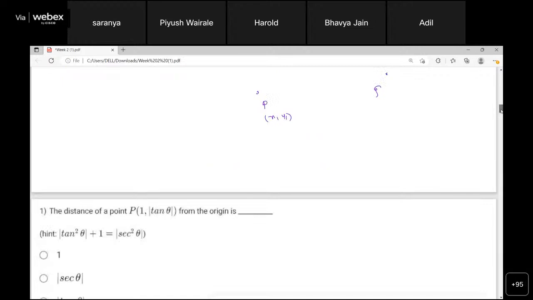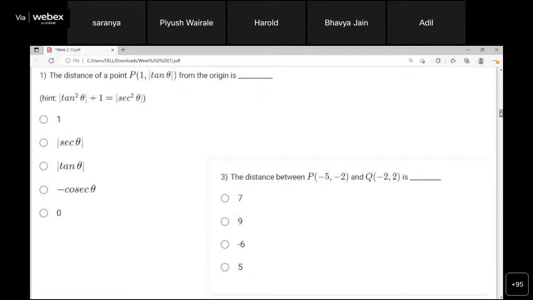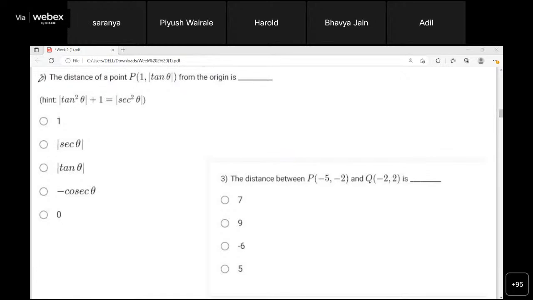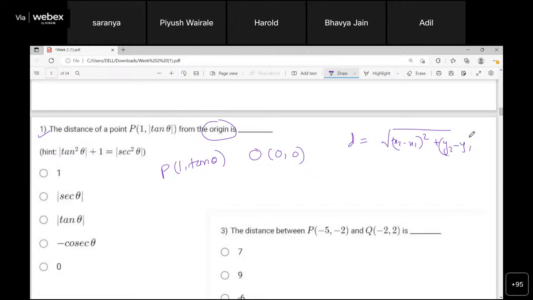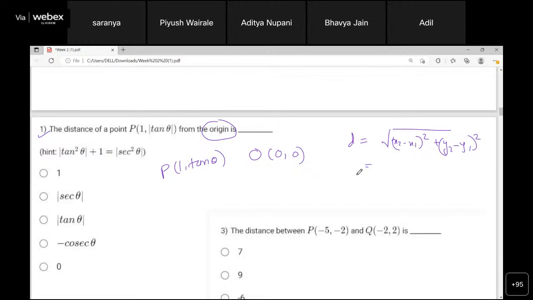So this is the distance between two points. Now, if you understand the formula, can anyone please answer this first? What will be the correct one? I have point P, and the origin. The coordinate of origin is 0, comma 0, right? So we have point P, that is 1 and tan of theta, and the second point is 0, comma 0. Now just apply the formula, that is x2 minus x1 whole square plus y2 minus y1 whole square. So the answer will be mod of sec theta.